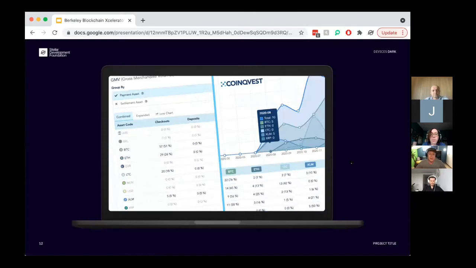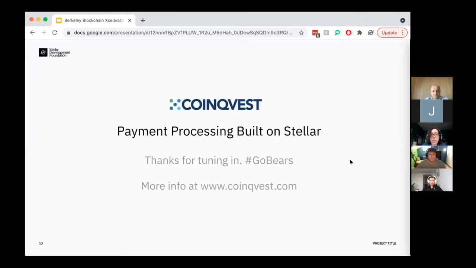And apart from all that, Coinquest comes with developer tools, API and webhook logging, as well as a host of accounting and reporting features. There is much more to it, but this concludes my intro.